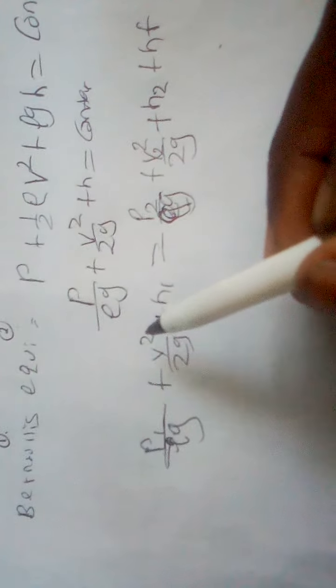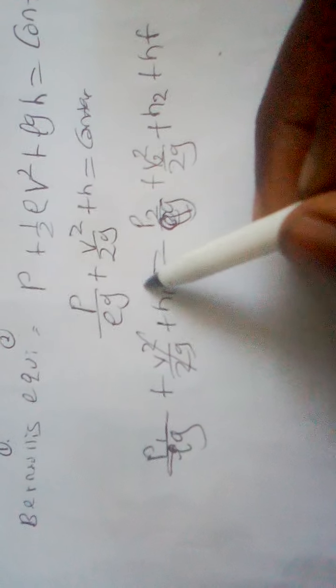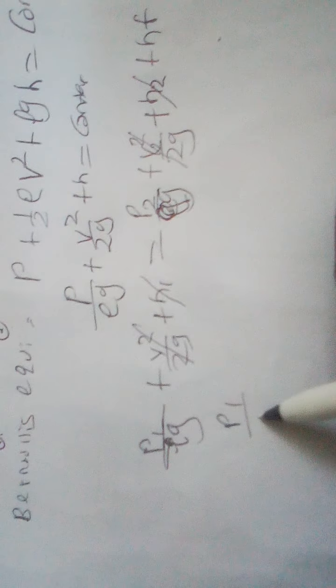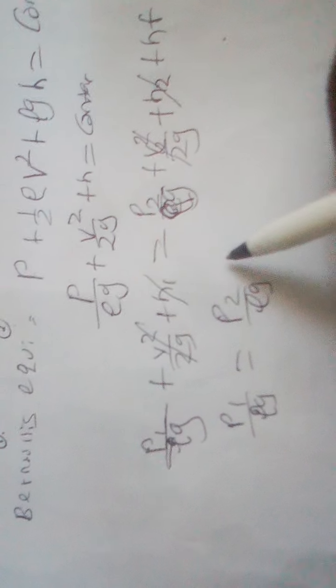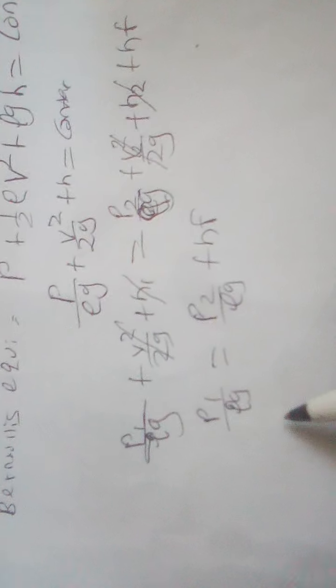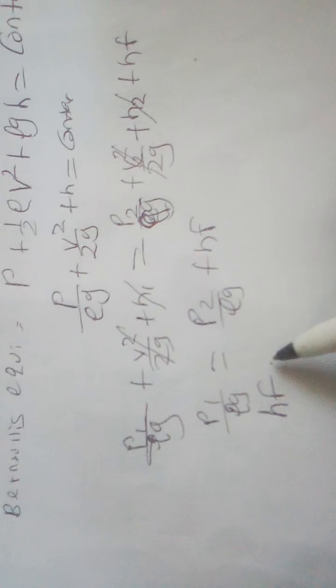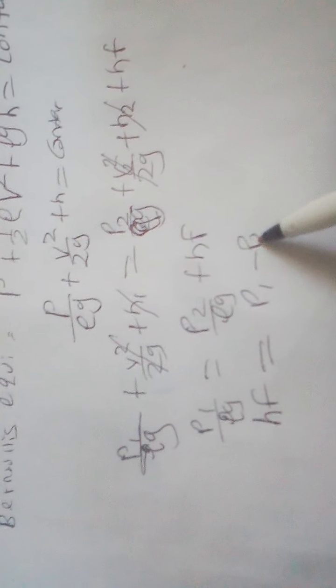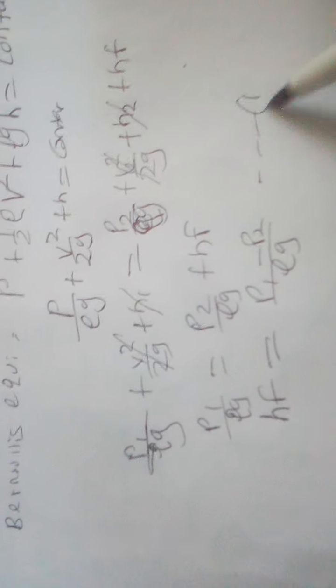After calculation, these are the same, so they cancel each other. And you will be remaining with P1 over rho g equals P2 over rho g plus hf. So hf, which is the loss of head due to friction, will be P1 minus P2 all over rho g. This will be equation 1.